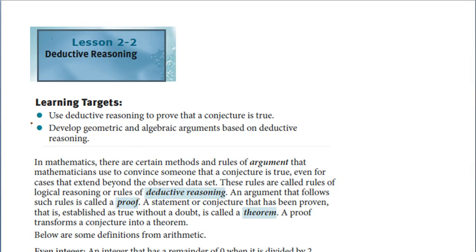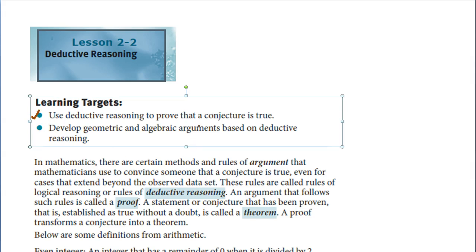So in this lesson, we worked on these 2 learning goals. Use deductive reasoning to prove a conjecture is true. Our deductive reasoning was in 2 forms. We did a geometric argument using shapes, and we also did an algebraic argument using mathematical expressions and variables. That was that second goal.